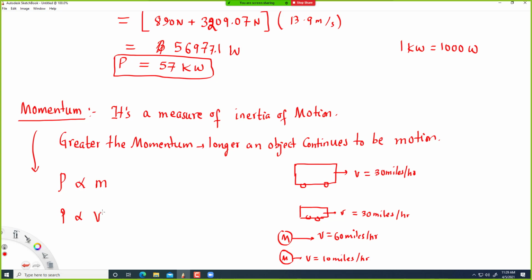So momentum depends on mass: the heavier the mass, the more the momentum. And it also depends on velocity: the greater the velocity, the more the momentum. Combined, momentum depends on mass and velocity. And it turns out that the proportionality constant is 1 in this case. So P is m times v. That's the formula for momentum. Momentum is the product of mass and velocity.